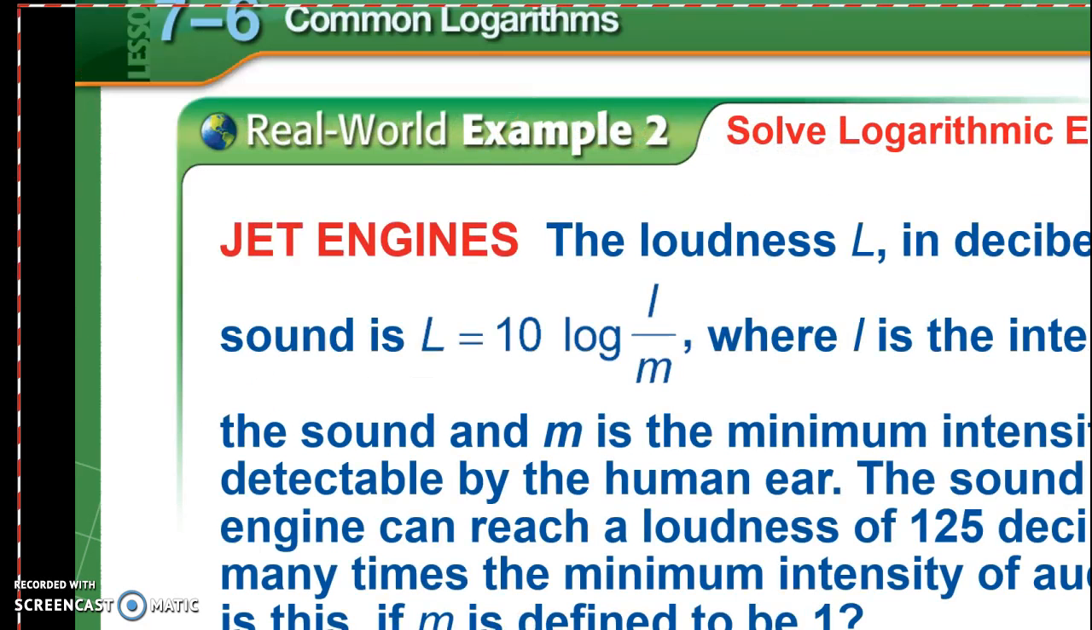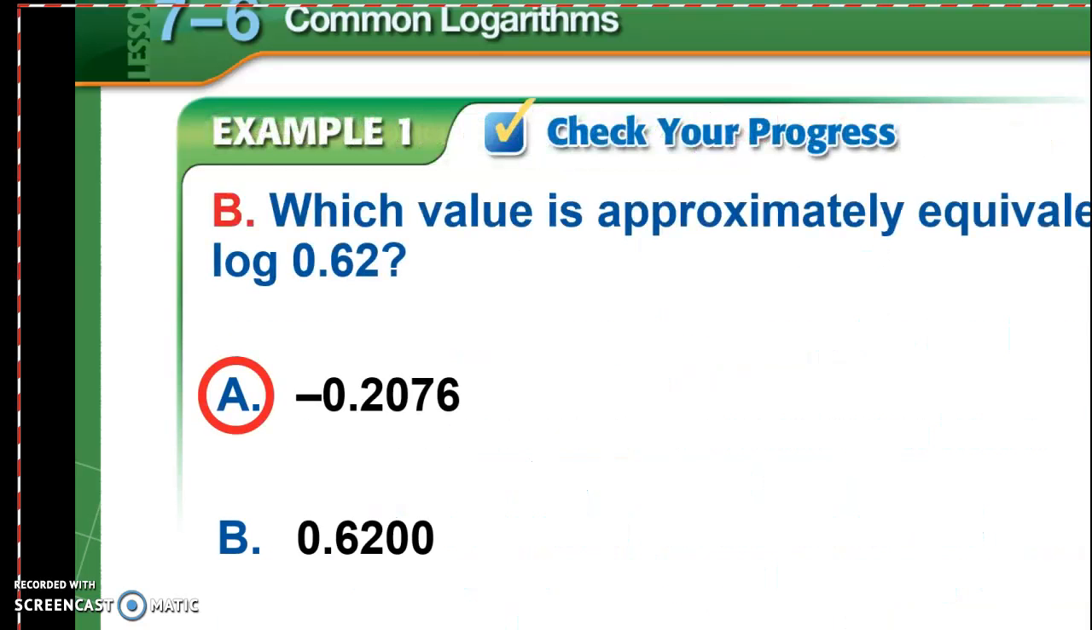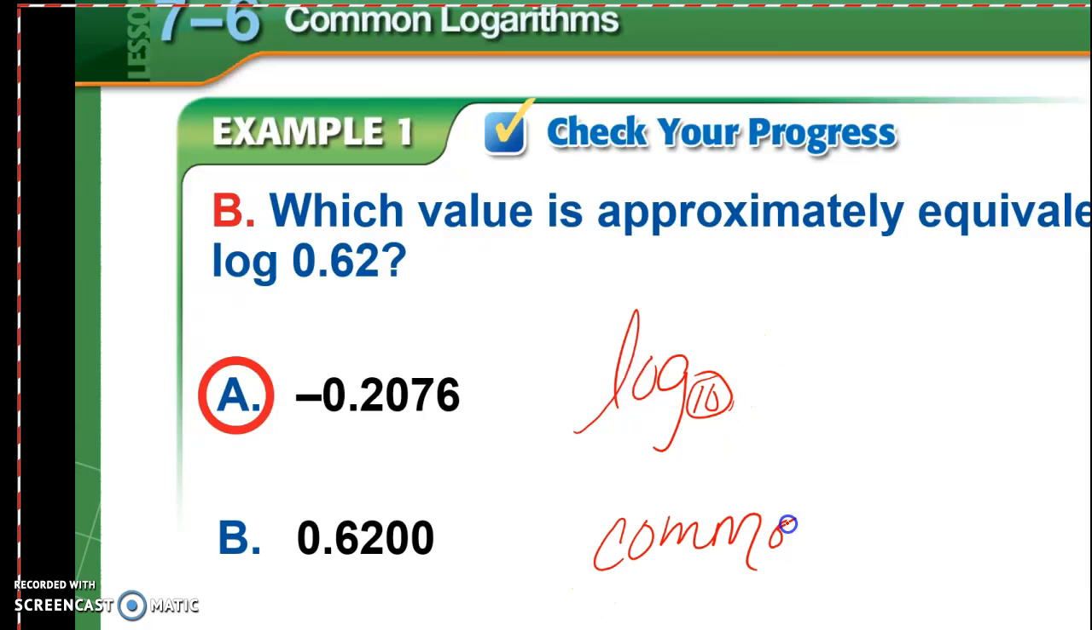What common log is, this log that we've been looking at, is actually log base 10, and it's called common log because we commonly use base 10 in our number system. So we don't write the number 10. It's just known that's our base. We want to remember that common log is base 10, so it's not written in most of the time.